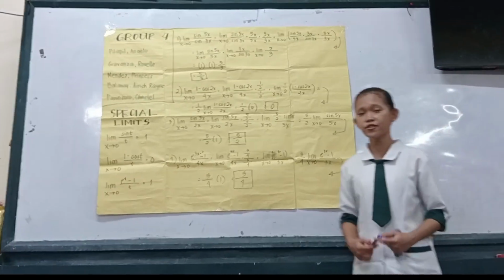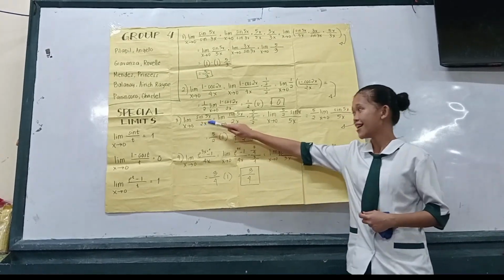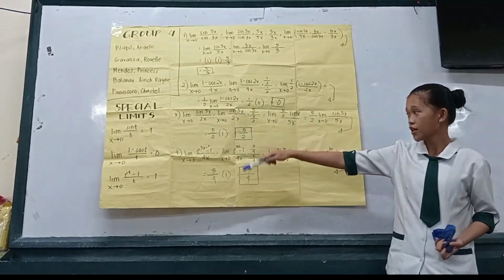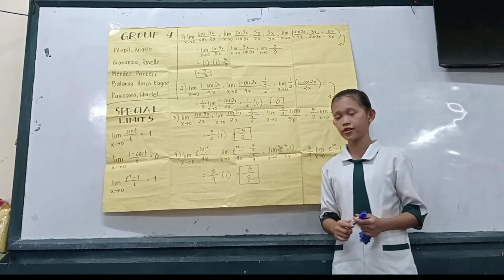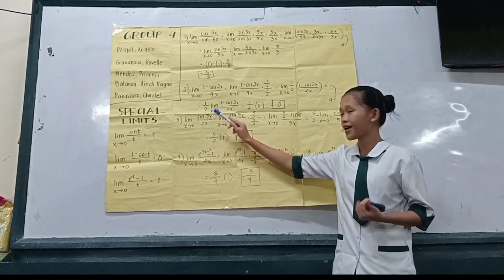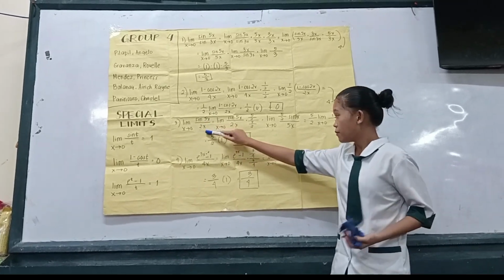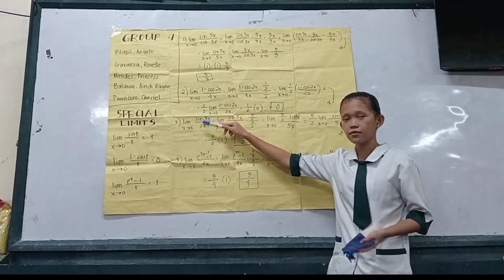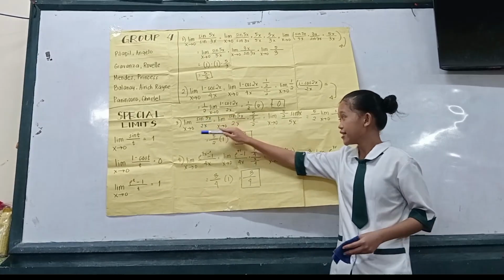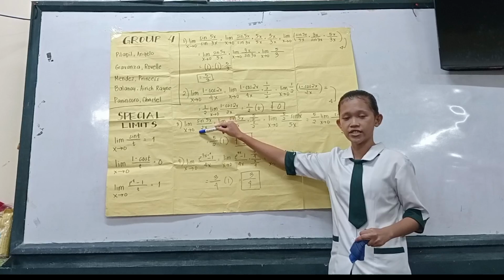So for example number 3, the limit of sin 5x over 2x as x approaches 0. The first step is to direct substitute to check if it is indeterminate, or 0 over 0. But the problem is already 0 over 0.